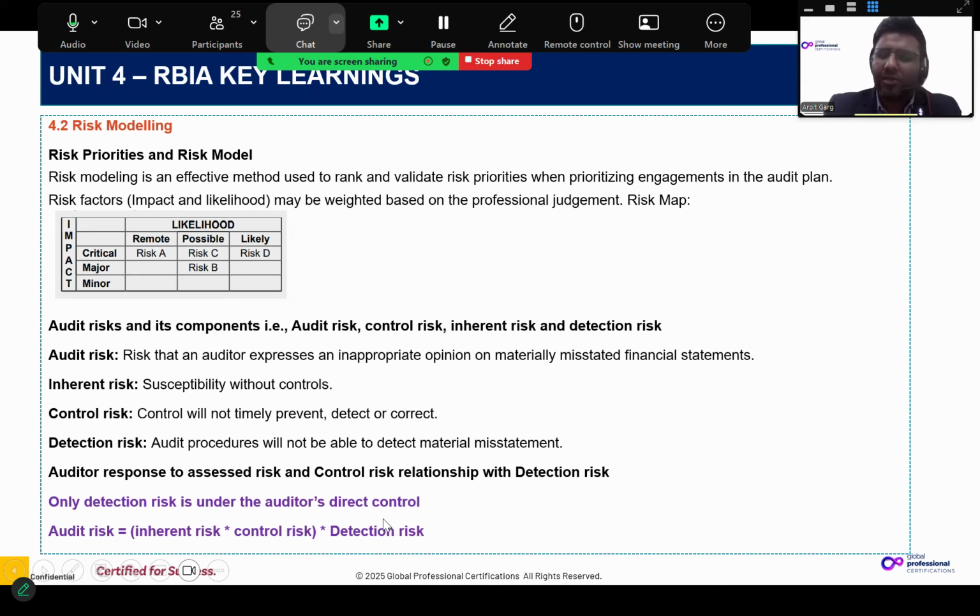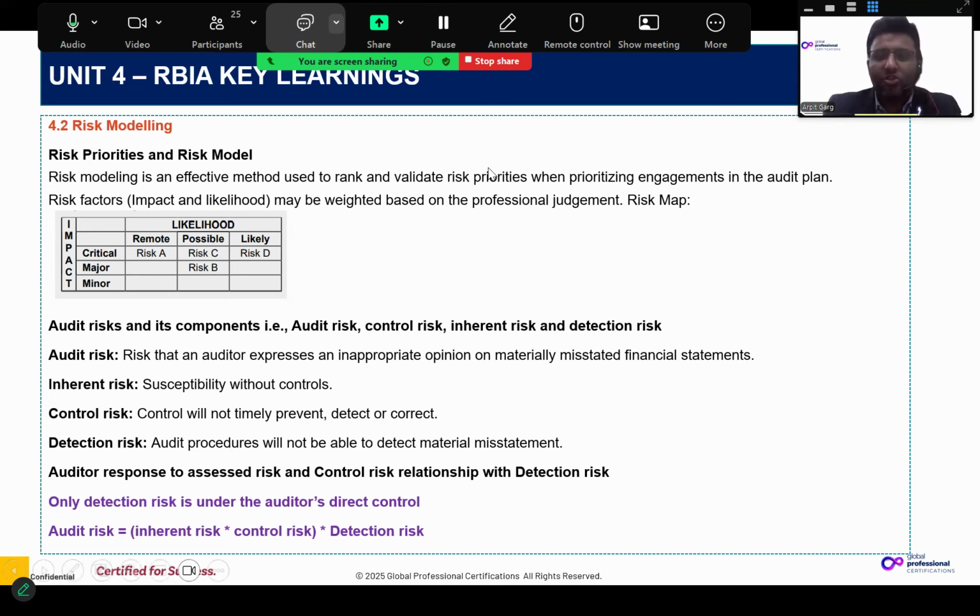Now, people, this is a multiplication that is given. You don't have to think that way. There's no formula-driven question that will be asked in the examination, but you should know that detection risk and control risk have an inverse relationship. And what is under the auditor's direct control? Can you all say that once again? The auditor's direct control is the detection risk.